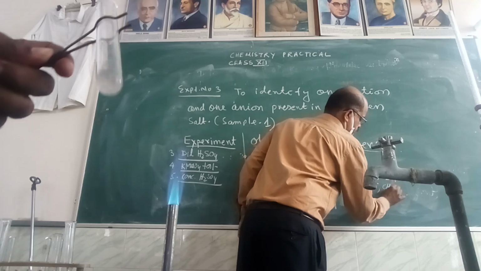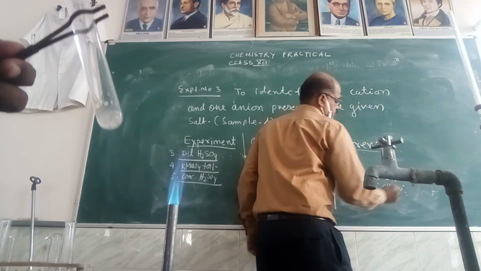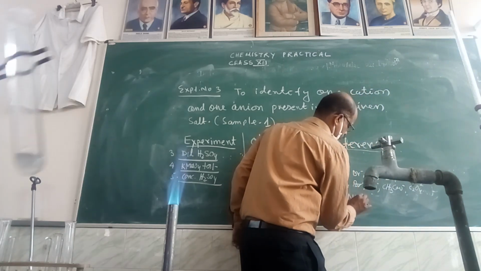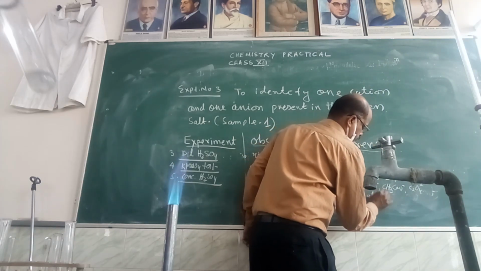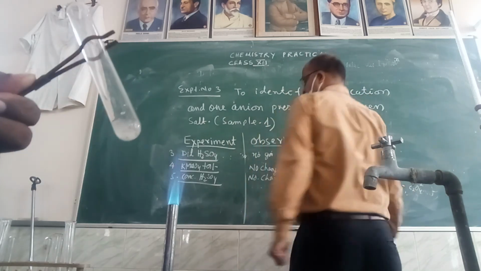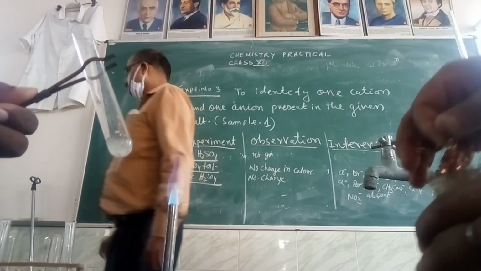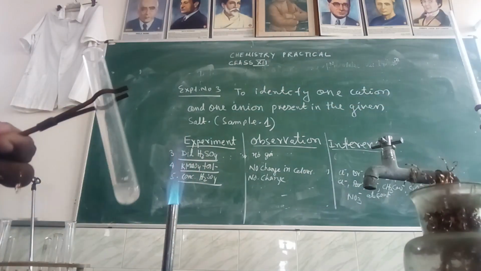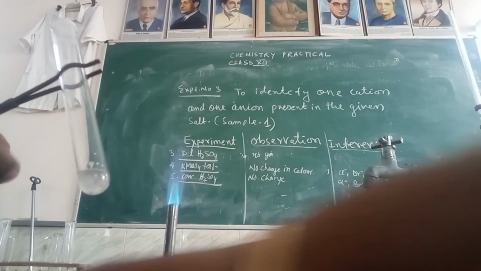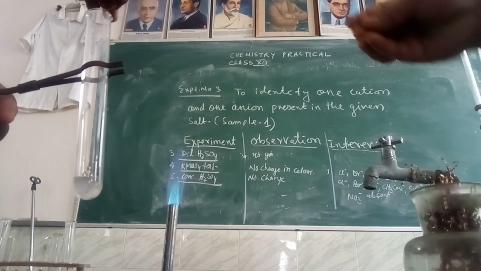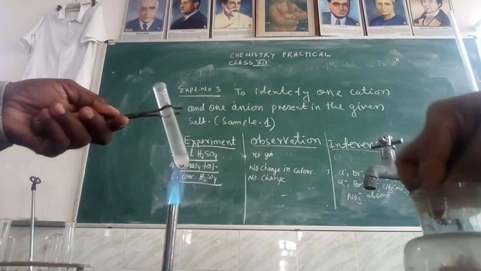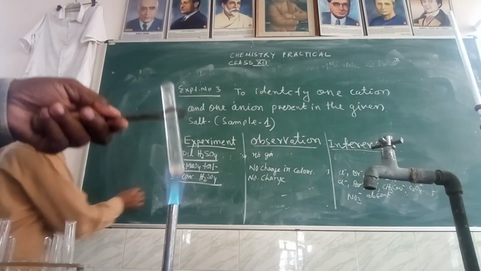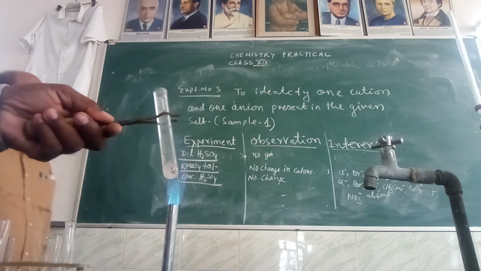To confirm whether nitrate ion is there or not, you can add a few milligrams of copper chips. If nitrate ion is there, it can be converted into copper nitrate after adding copper chips, and then it will release NO2 gas. You just heat it slightly, no change takes place. That means nitrate ion is also absent.